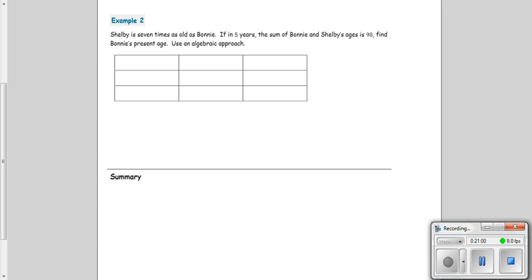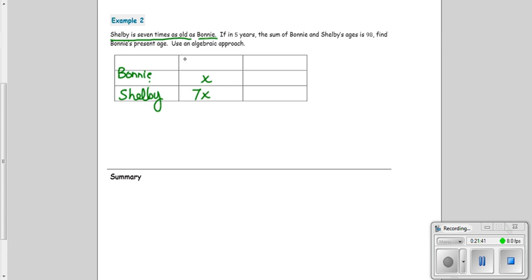We'll use what we learned in the previous section about setting up a table to represent this. We'll put their two ages on the right side of the table. So we have Bonnie's age and we have Shelby's age. And Shelby is 7 times as old as Bonnie. So you know a little bit about Shelby, but nothing about Bonnie. Since we know nothing about Bonnie, we'll use x for her age. And Shelby is 7 times as old, so her age will be represented with 7x.